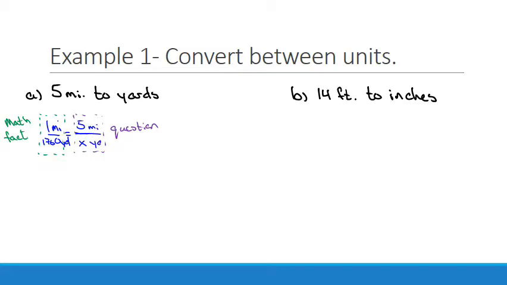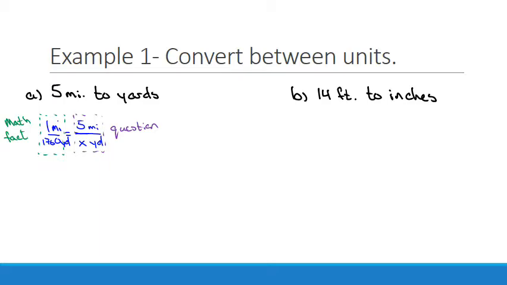So hopefully you notice that I put miles on top in my first fraction, meaning I have to put miles on top in the second fraction. If I would have put the yards on top in the first, then I would have to put the yards on top in the second. So you always have to match your units. Next, we will cross multiply.